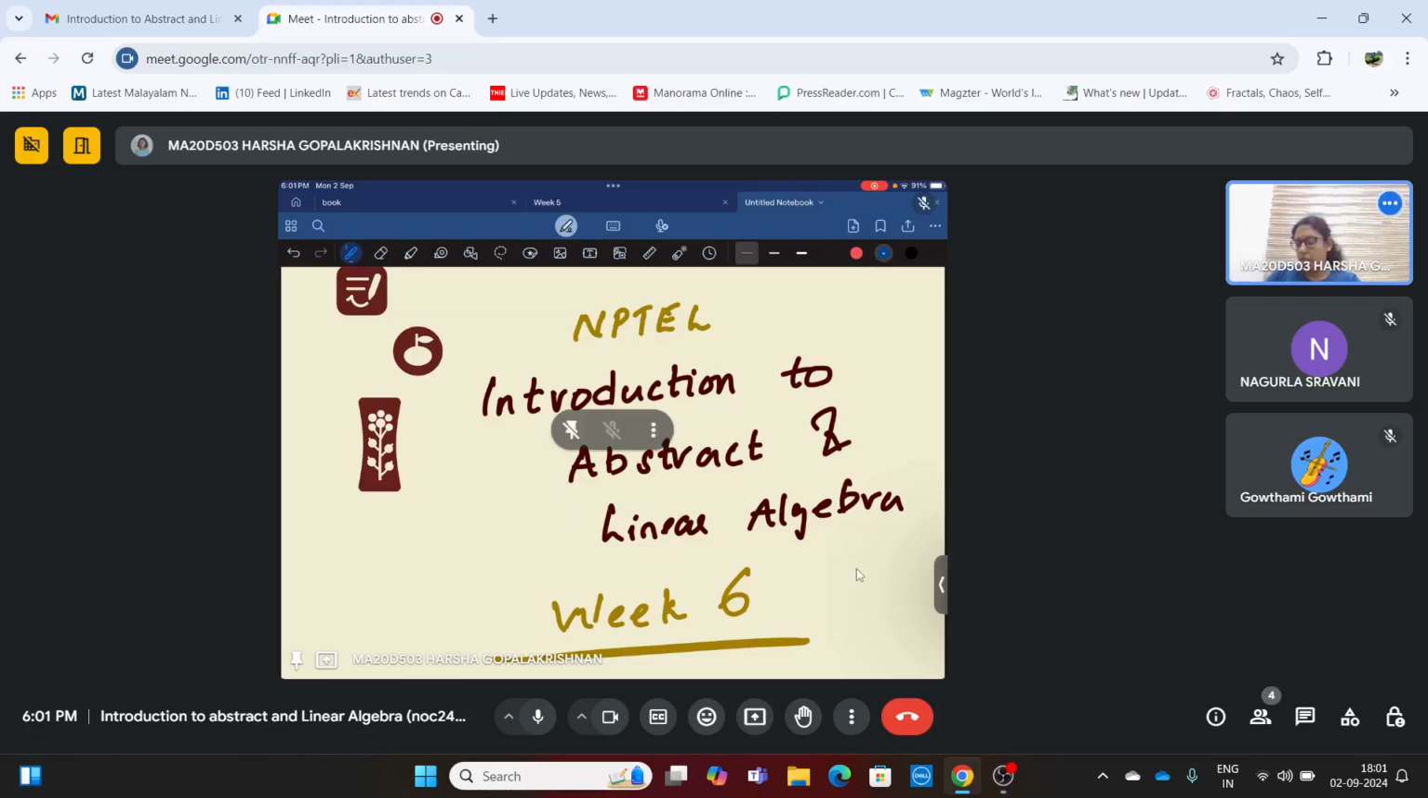This is basically from week 6 content. I'm not going into the concept. We will go through the problems. In between, we will cover the concept also while going through the problems, and you can ask doubts in between.